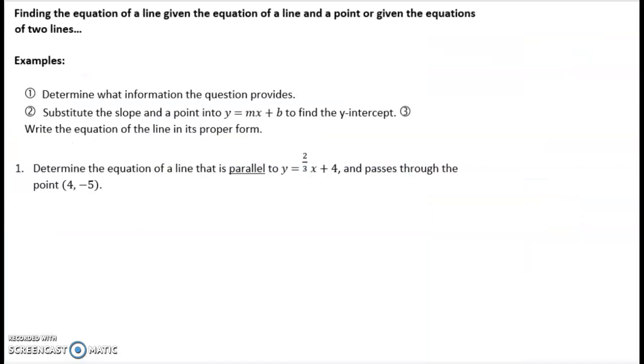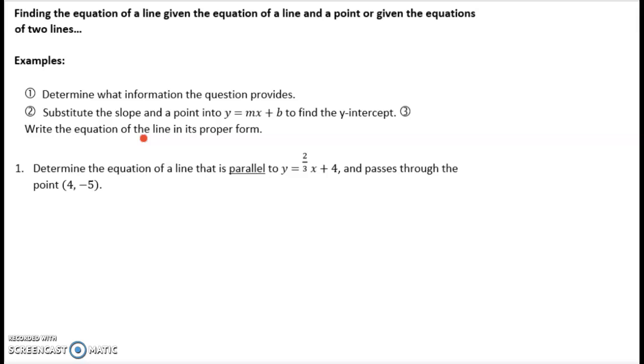Next one, finding the equation of a line, given the equation of a line and a point, or given the equations of 2 lines. Okay, so our first example, the first thing you want to do is determine what information the question provides. Then you are going to substitute the slope and the point into y equals mx plus b to find the y-intercept. And then part 3 is you're going to write the equation of a line in its proper form.